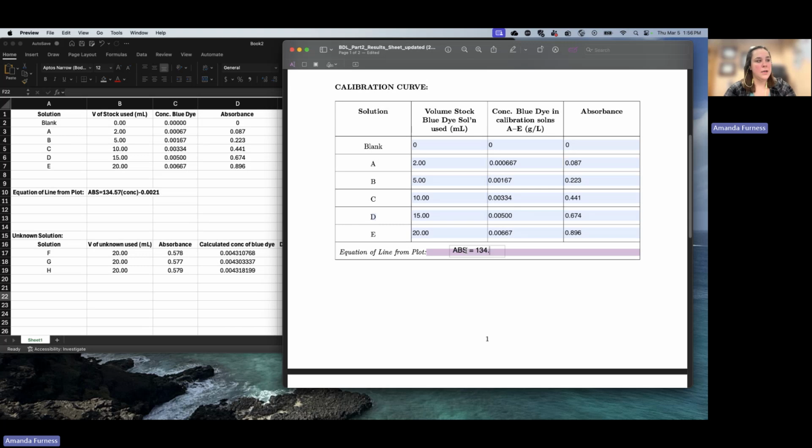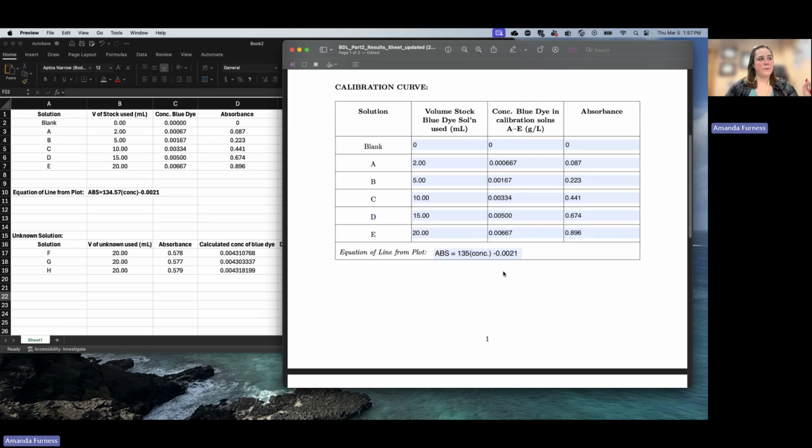Either is correct, okay? In the packet, I tell you that you should report this to 3 sig figs because our concentration of our stock was 3 sig figs, and most of our absorbances were also 3 sig figs, okay? So let's go ahead and report this to 3 sig figs, which makes this 135, okay, times concentration. Like I said, you could leave it as x if you prefer, minus my y-intercept 0.0021, and I'm just going to make this box a little bit wider so that way it fits on the line nicely like that.